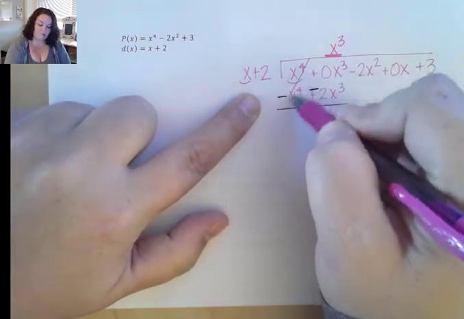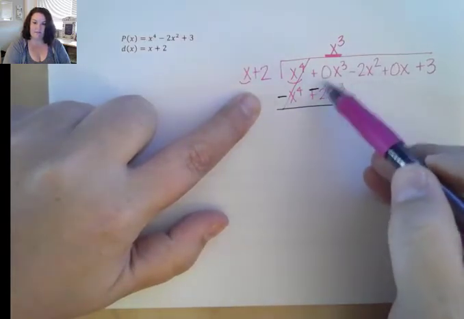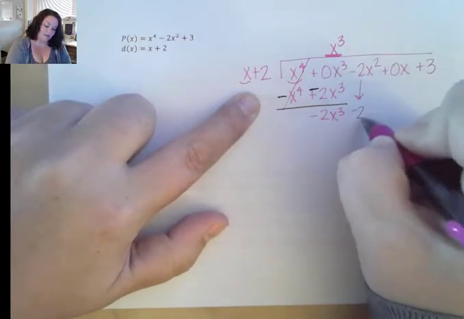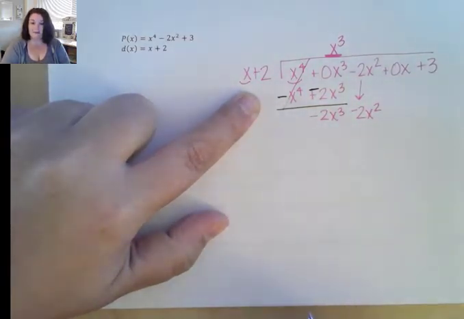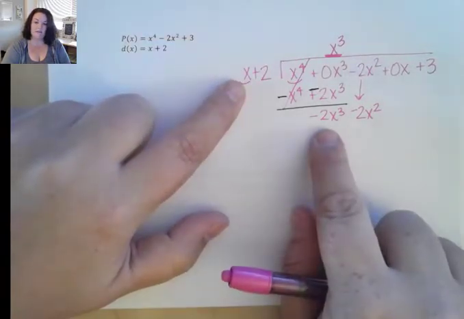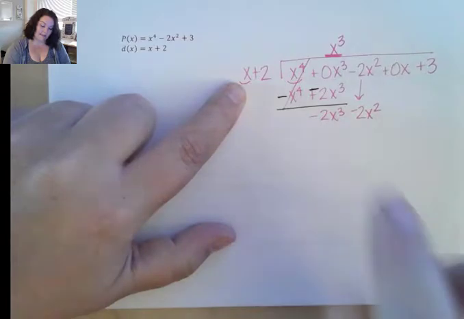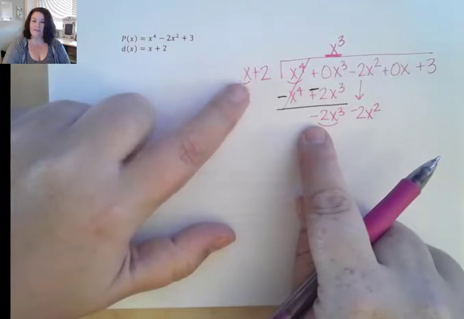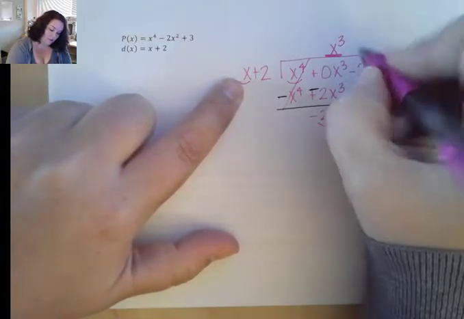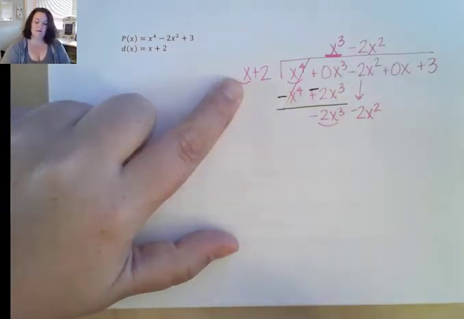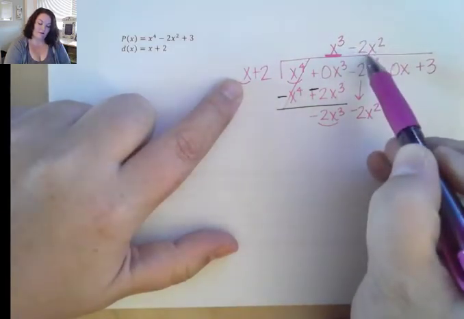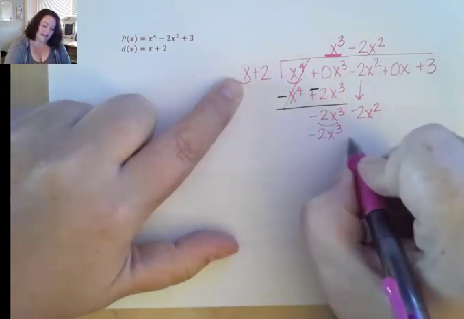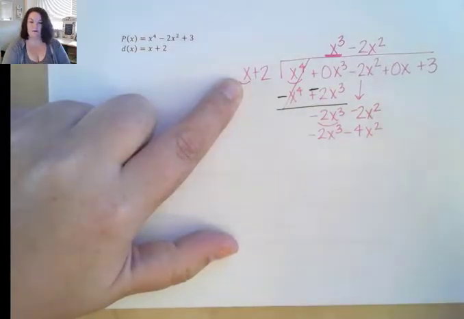My leading terms are opposites, so they cancel. And when I do 0 minus 2, I get a negative 2x cubed. Then I bring down my next term and I start the process over again. So my x out front, what do I have to multiply it by to make it look like this leading term, which is negative 2x cubed? Well, I need the negative 2, and then I also need an x squared to bring it up to an x cubed. So negative 2x squared. So I take that negative 2x squared, multiply it by both terms, which is going to give me a negative 2x cubed and a negative 4x squared, right?